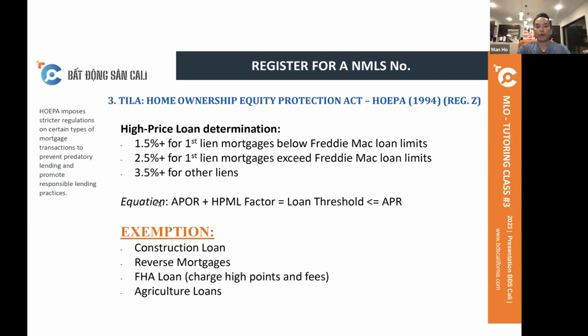Okay, so the equation is the APR plus the high price mortgage loan factor equals the loan threshold, and that needs to be lower than the APR. If that's greater than the APR, then that's considered a high price loan. Okay, some exemptions: it doesn't take into account construction loans, reverse mortgages, or FHA loans. Agricultural loans as well.